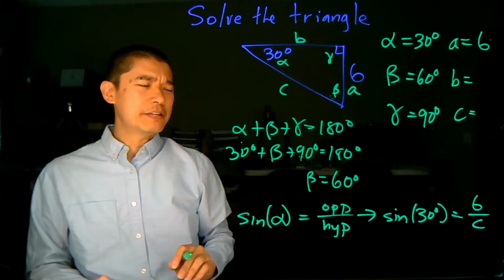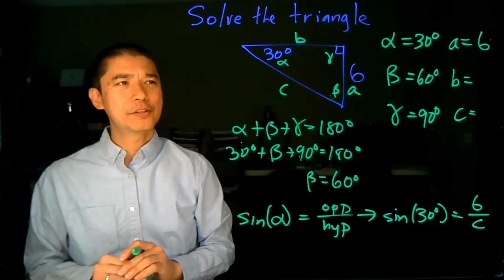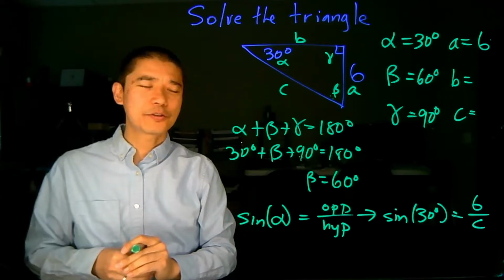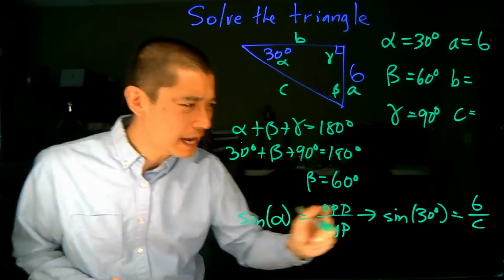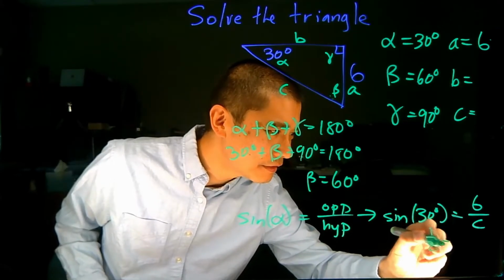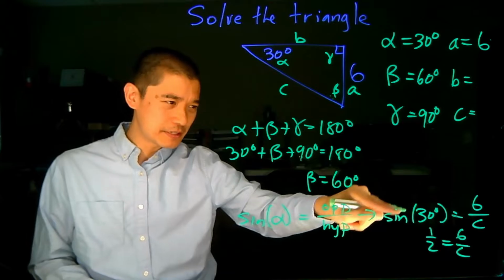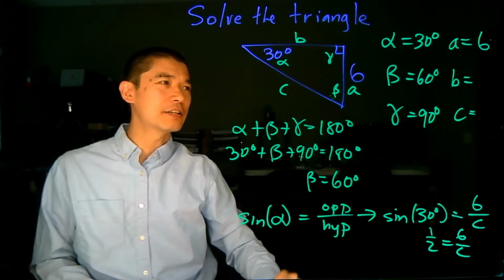From this, we now need to think, well, what is sine of 30 degrees? Sine of 30 degrees, you have to go back and think about the chart of values from the unit circle. Sine of 30 degrees is 1/2. So 1/2 is equal to 6 over c. And if we solve for c, we multiply both sides by c, multiply both sides by 2, we get c is equal to 12.